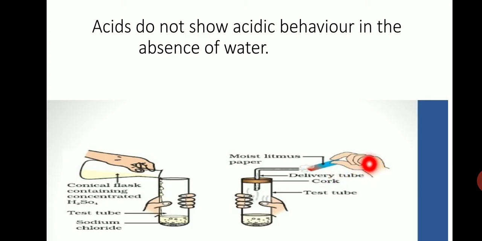Second time I have placed a wet litmus paper, a moist litmus paper. What happens here? The same hydrogen chloride gas is passed into the wet litmus paper.